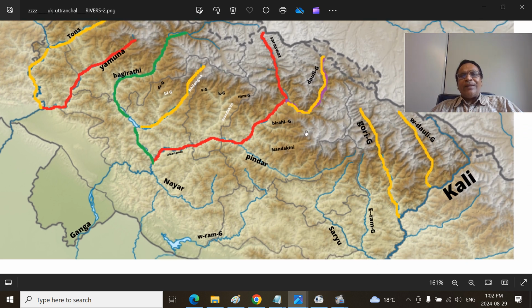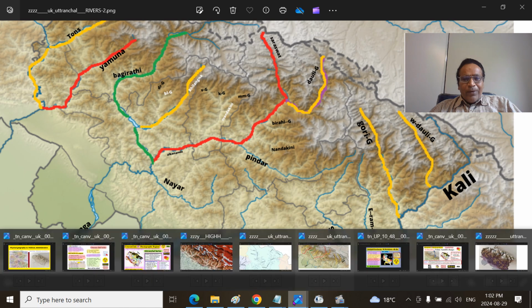This is the mountain. This is the Gori Ganga. This is the eastern Ramaganga. There is a western Ramaganga again, right? Saryu river and the eastern Ramaganga. This part we are talking about today. That is the Trishul river here, and there is, sorry, Trishul mountain range, Nandakot in the east, Nanda Devi in the east. That part we are talking about today and showing.